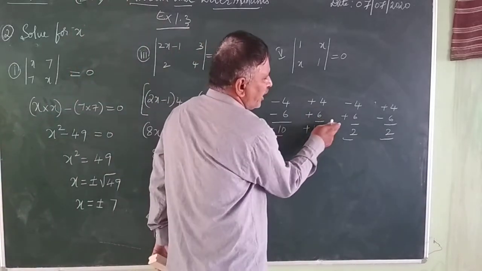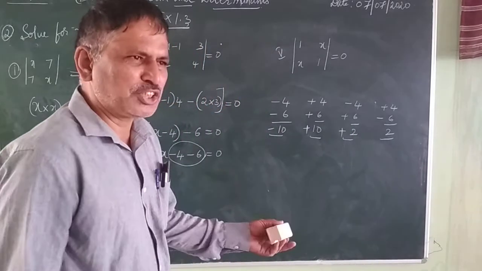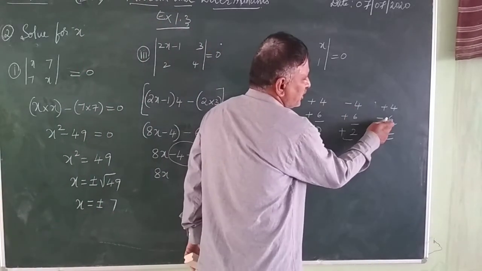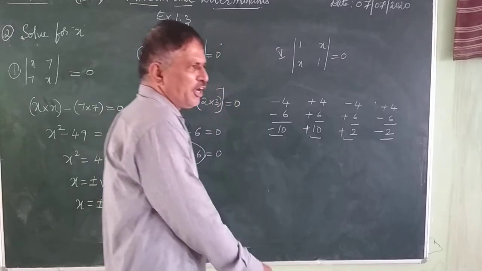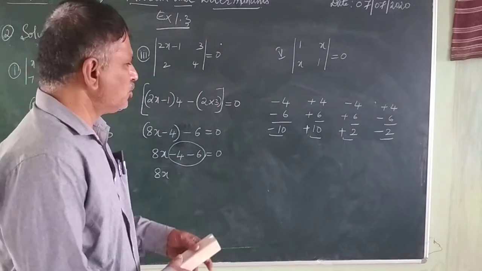Among these two, the greater number is 6, its sign is plus. So minus 4 plus 6 is plus 2 only. Among these two, 6 is the greater, its sign is negative. Definitely minus 6 plus 4 will give you minus 2. So this is the way.